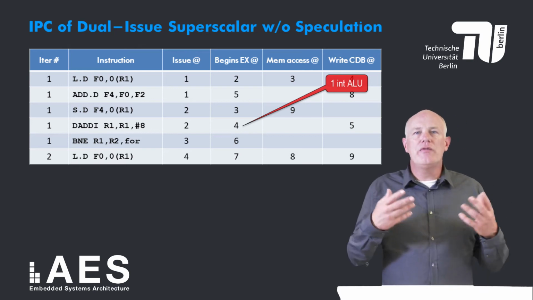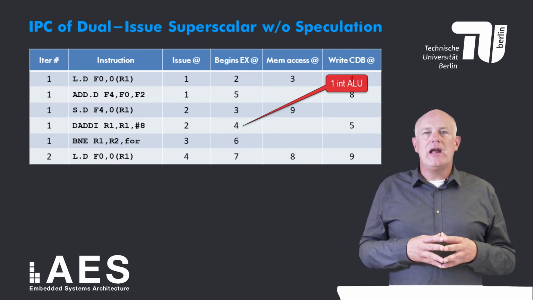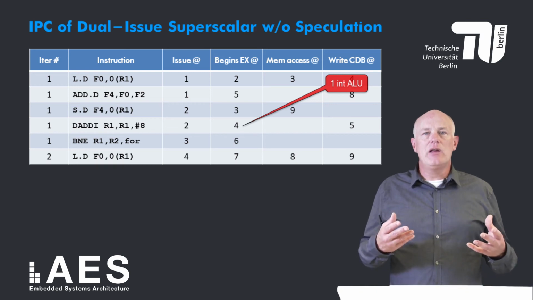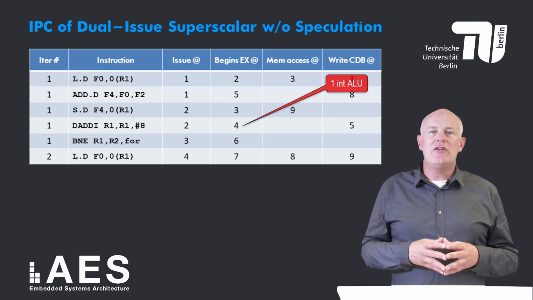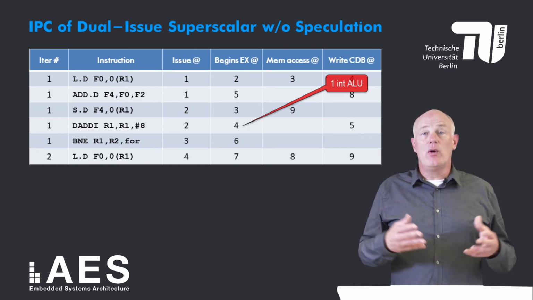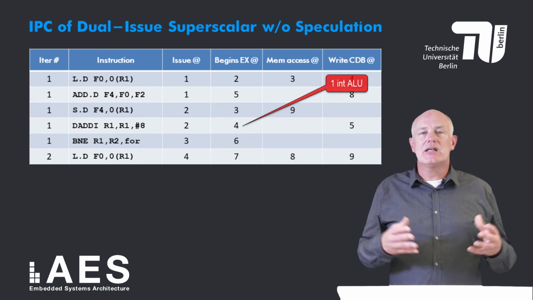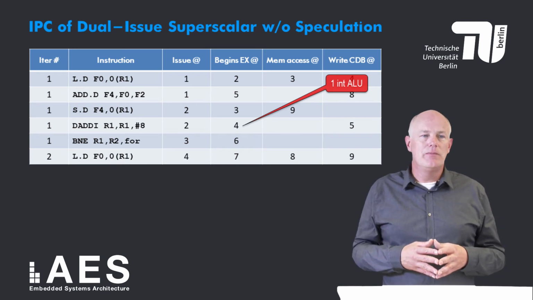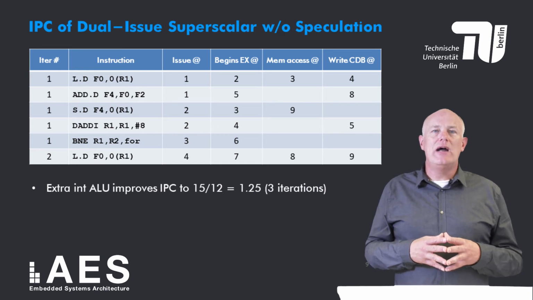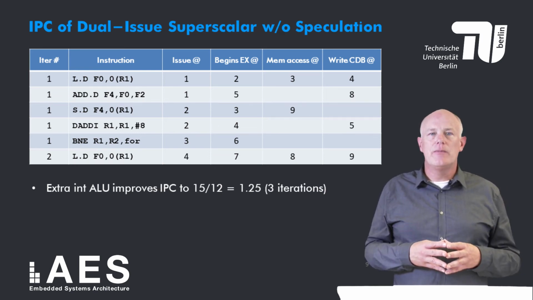First, observe that because there is only one integer ALU, we lose 1 cycle every iteration. Because the integer ALU is busy calculating the effective address of the store, the add immediate must wait 1 clock cycle. So the performance can be improved by adding an extra integer ALU. If we do so, the IPC will improve to 1.25 if we schedule 3 iterations.